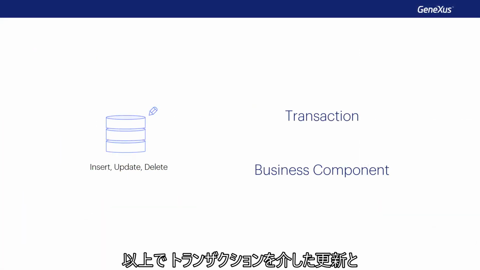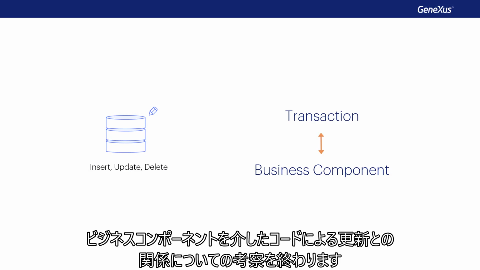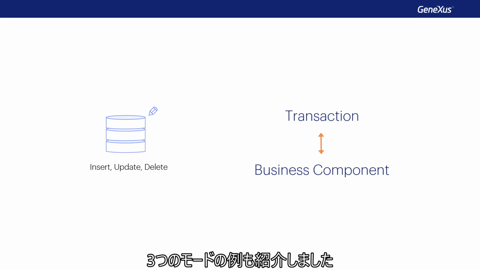We've now finished reviewing the relationship between updating through the transaction and updating by code through the business component, with examples of the three modes.